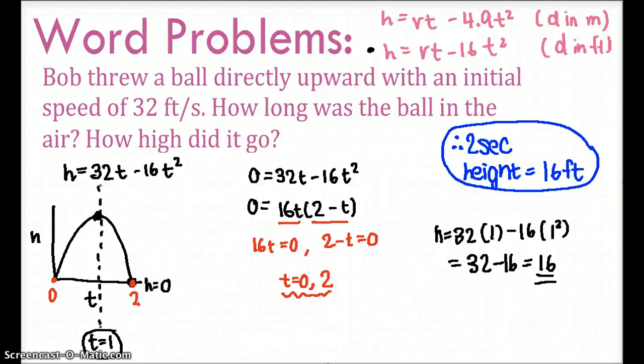Okay. And there are obviously other ways of solving this. You could also use this formula and find the tip of it by doing negative b over 2a, but this would be the easiest way of doing it.